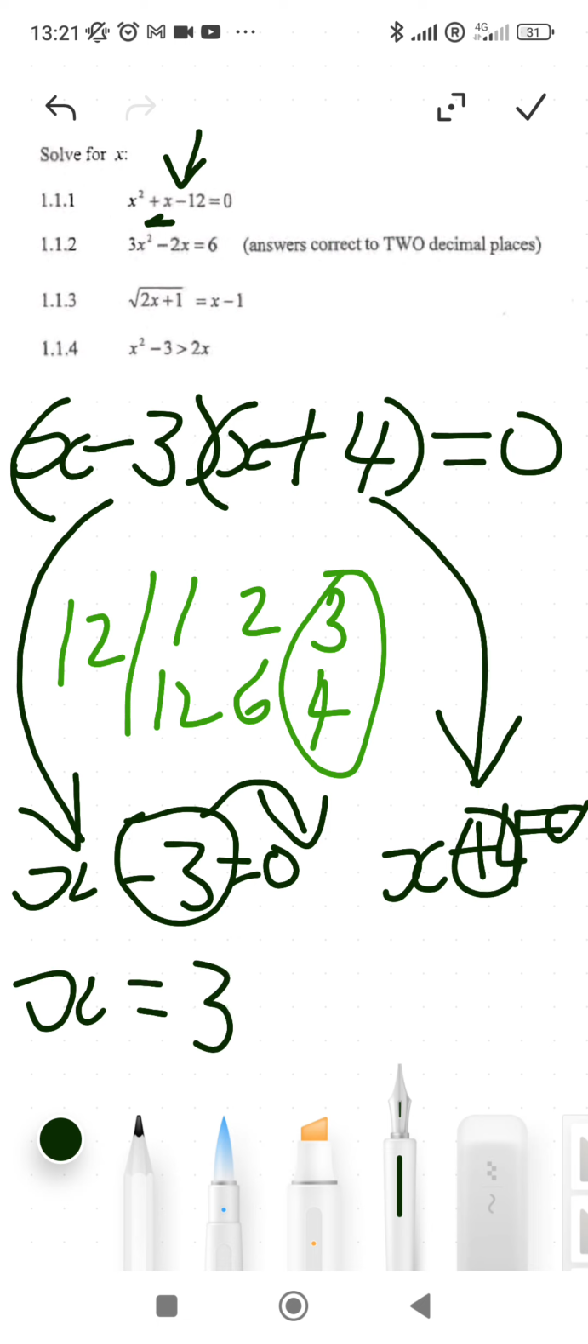Similarly, on the other side, we are subtracting 4 on both sides. So that is x equals negative 4. And those are our two solutions.